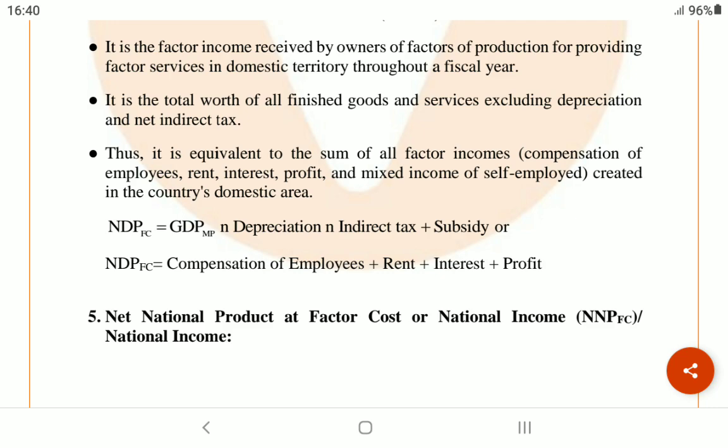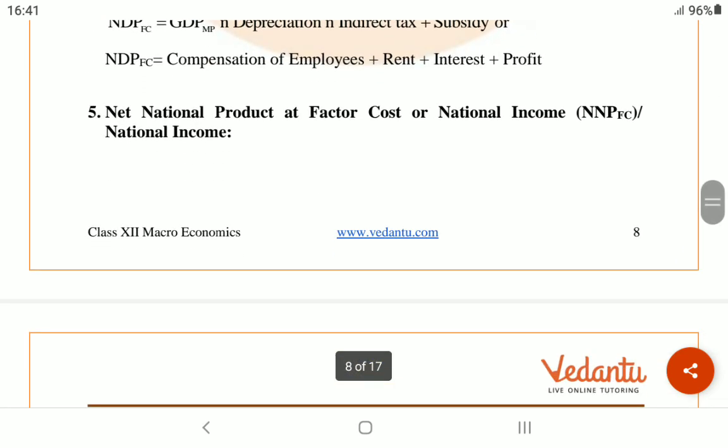The factor income formula is NDPFC is equal to gross domestic product GDPMP minus depreciation and indirect tax plus subsidies, or we can also write it as NDPFC is equal to compensation of employees plus rent plus interest plus profit. This form we can also write. Next is net national product at factor cost, NNPFC, or national income.